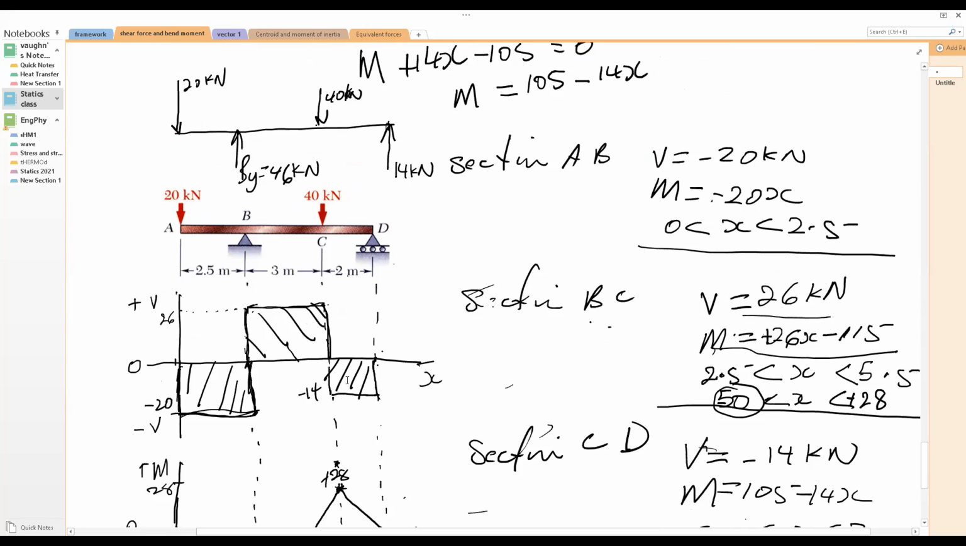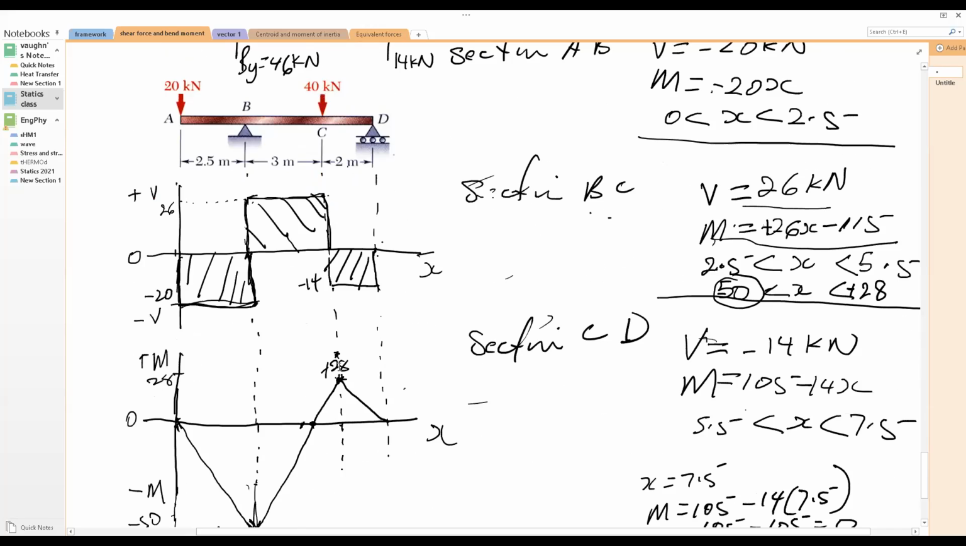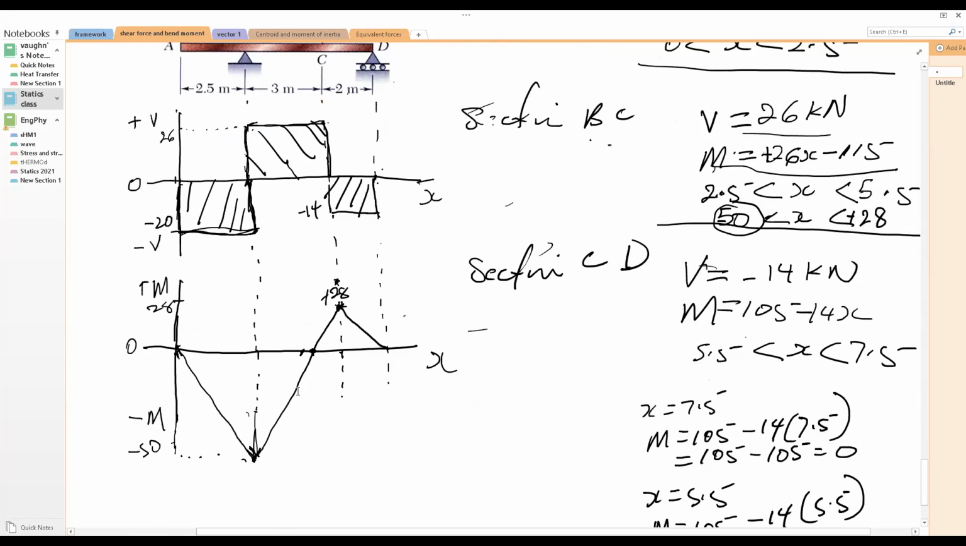The last part would have been minus 14 times 2. So you get minus 28. So positive 28 plus minus 28 must take you back to 0. So that's how you can check to see if you're on the right path, right?